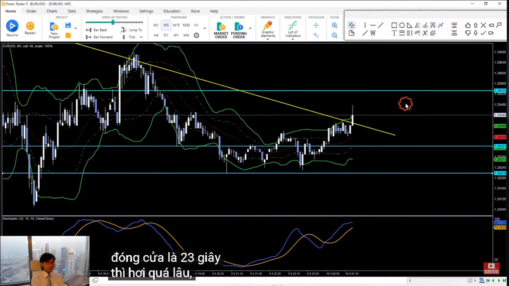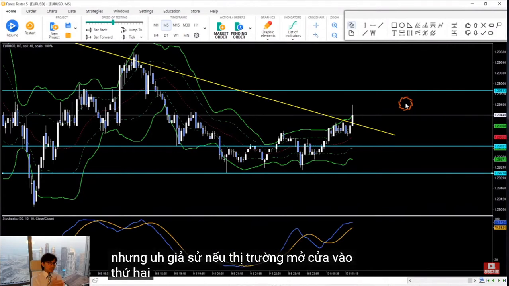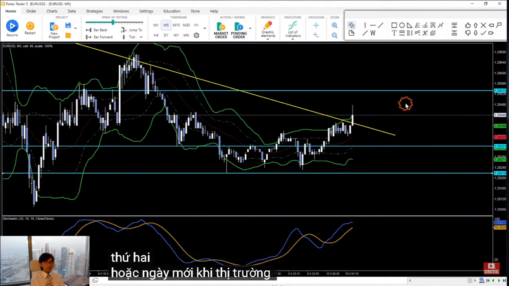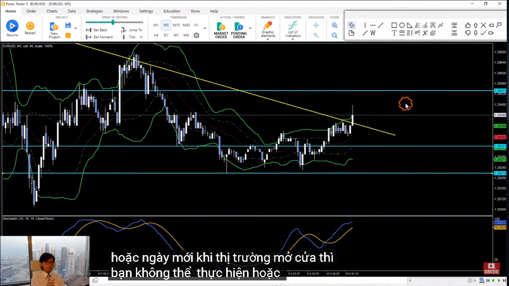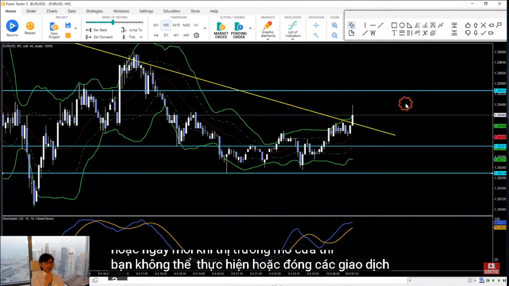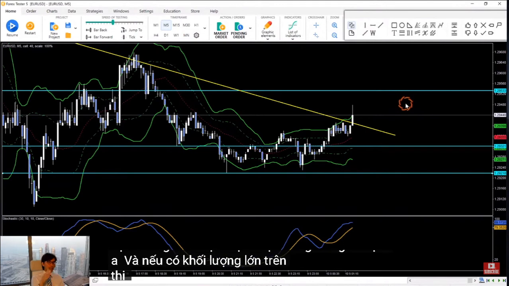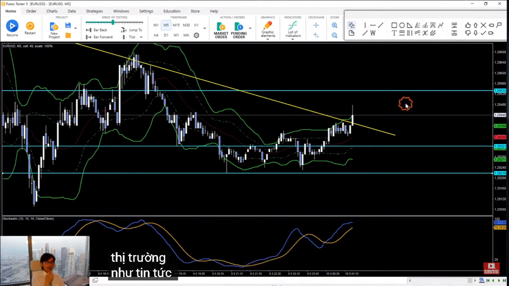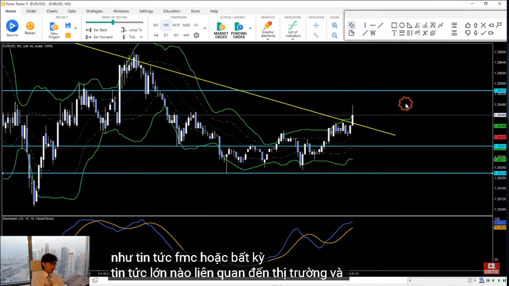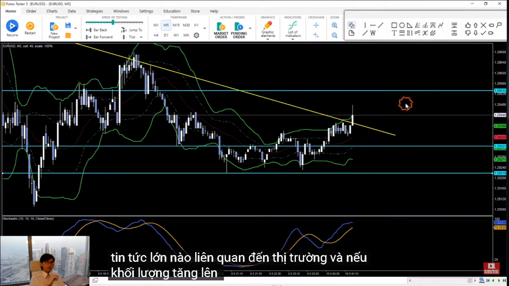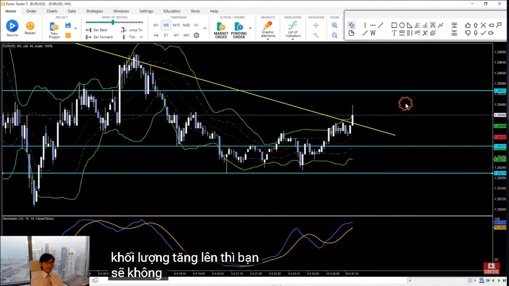But if the market opens on Monday, or a new day when the market opens, then you can't execute or close the trades. Also, if there's high volume in the market, like from news such as FOMC or any big news related to the market, and volume increases, then you might not be able to close the positions. But unless that happens, you should be able to.